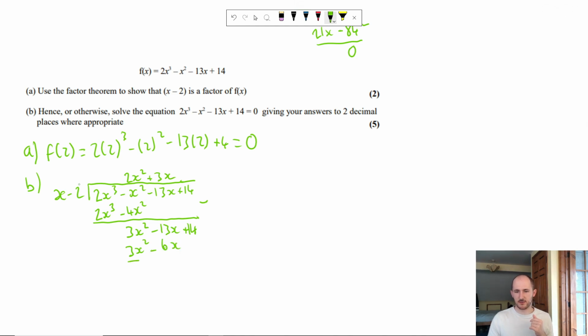Then we have nothing, so do our little line, subtract. Minus 13x minus minus 6 would give us, not plus 7, it would give us minus 7x. And drop the plus 14 down because there's no 14. Minus 7x divided by x is minus 7. Times it out again, minus 7x. And minus 7 times minus 2 is plus 14.